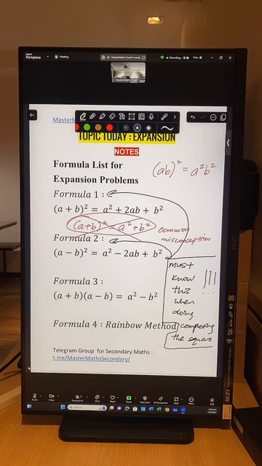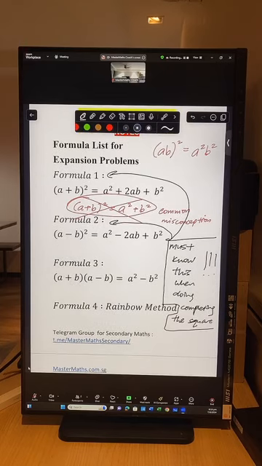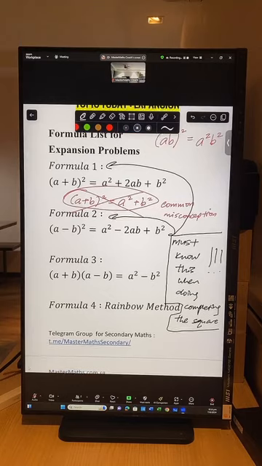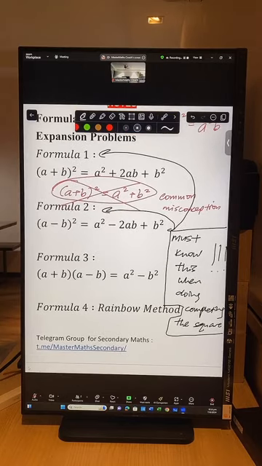And then formula number 3. Formula number 3 is what we call the difference of the squares.